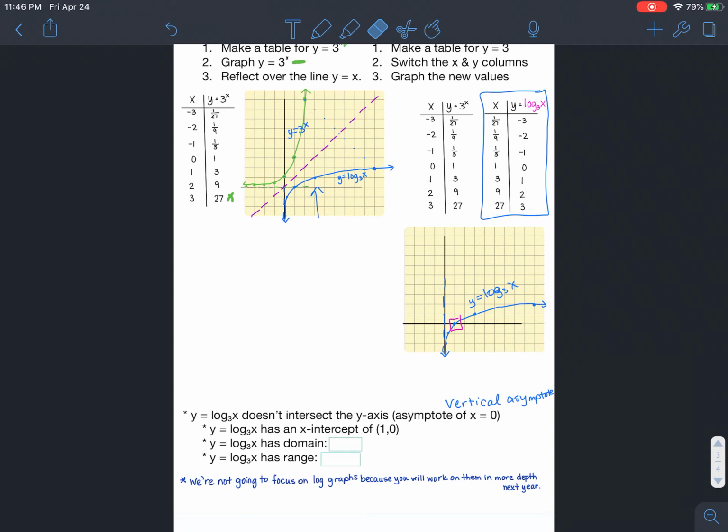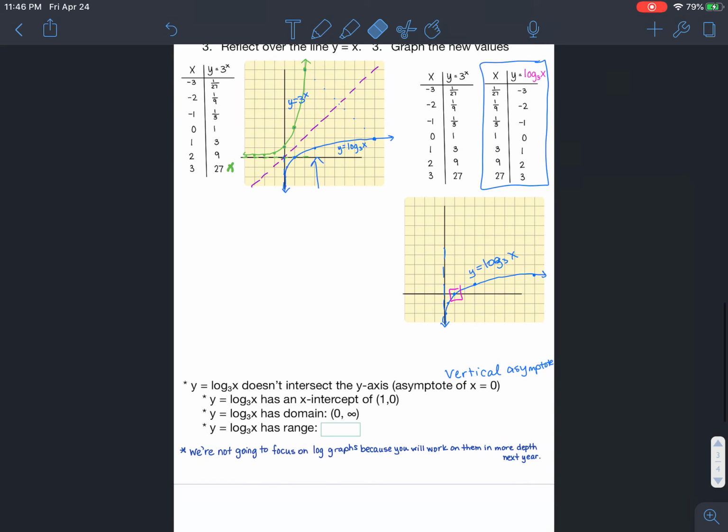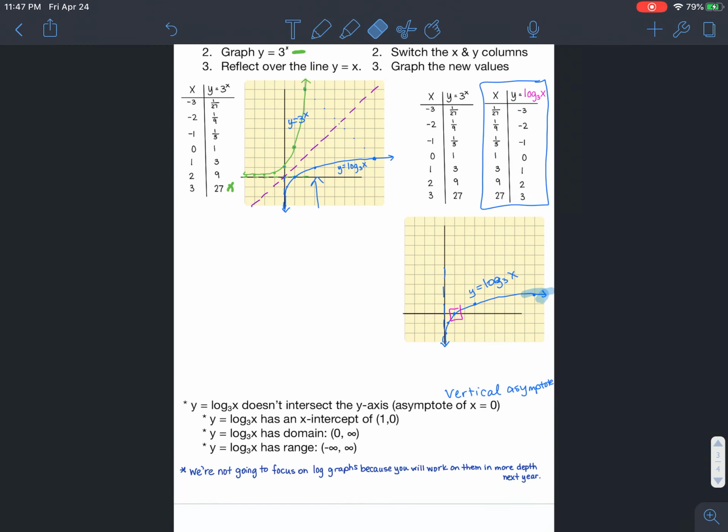Log base 3 of x has a domain of, well, it doesn't ever go past the y-axis, so it has to be bigger than 0. So 0 to infinity. And the range, well, it has arrows pointing over here, but this is up. I mean, it's slight, but it is going up. And this points down forever. So the range is all real numbers. So that's a basic log graph. And this is base 3, but no matter what the base is, none of these facts would change.